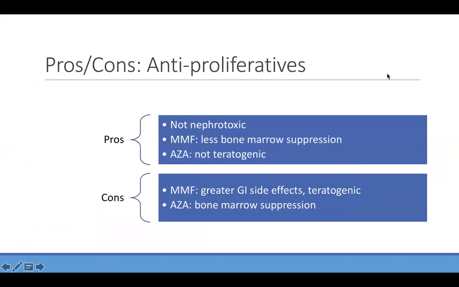Okay, so continuing with our anti-proliferatives, here are the pros and cons of our anti-proliferatives. The pros are that they're not nephrotoxic. Our mycophenolate causes less bone marrow suppression than the azathioprine. However, azathioprine is not teratogenic. Mycophenolate, however, does have greater GI side effects. So like I said, that could really be dose limiting for our patients, so we might have to dose reduce if they're really complaining about upset stomach, whether that's nausea, vomiting, or diarrhea. And azathioprine has more bone marrow suppression than the mycophenolate, although mycophenolate does also exhibit bone marrow suppression as well.